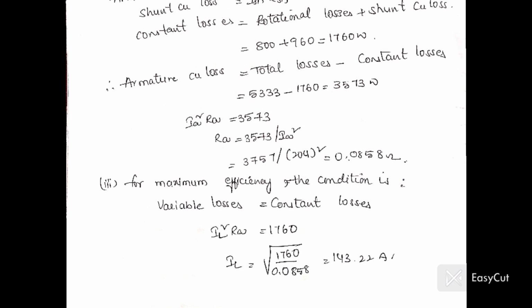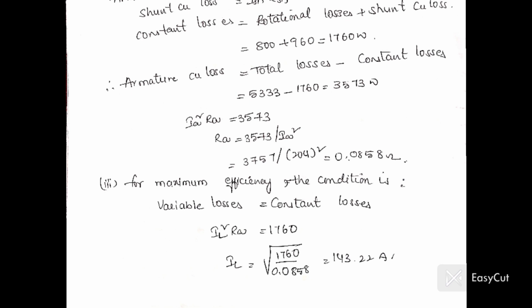Step 9. Armature resistance. Use the formula I squared R to find armature resistance. RA equals armature copper loss divided by IA squared, that is 3573 divided by 204 squared, which equals 0.0858 ohms. So armature resistance is approximately 0.0858 ohms.